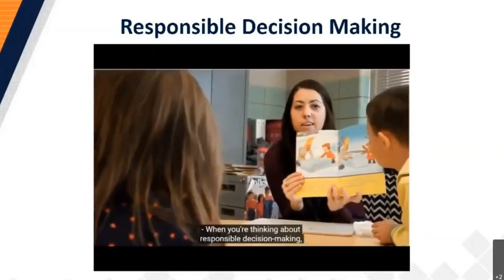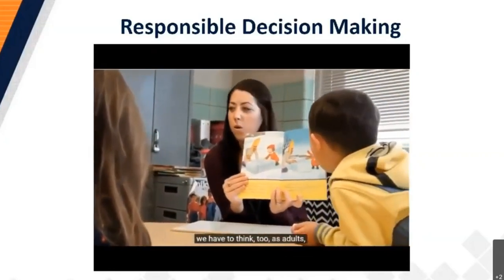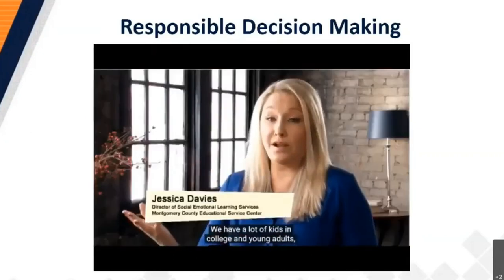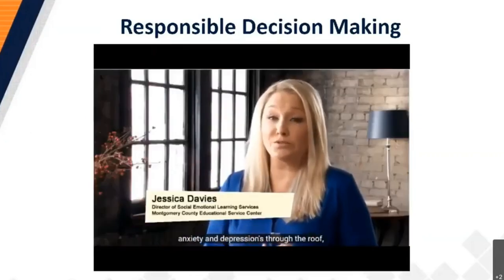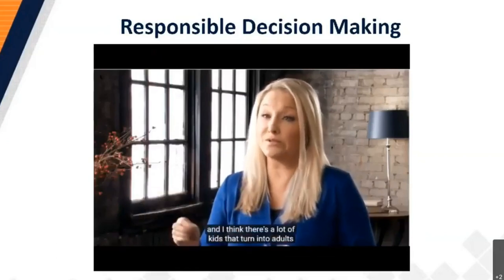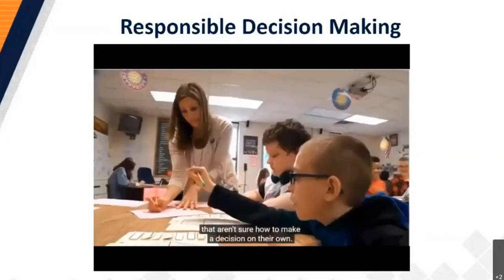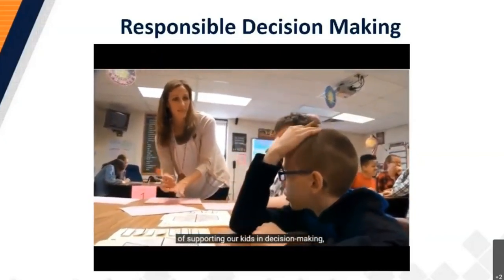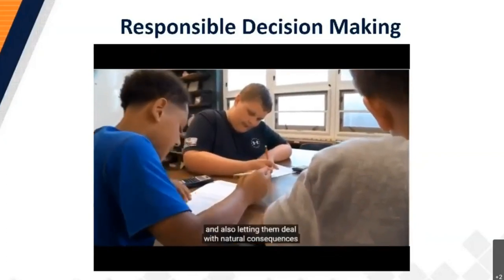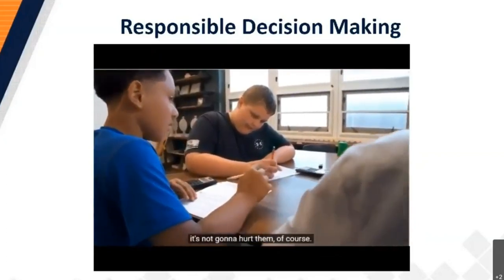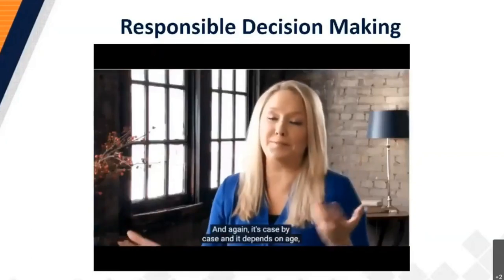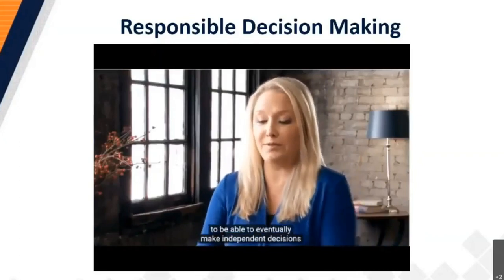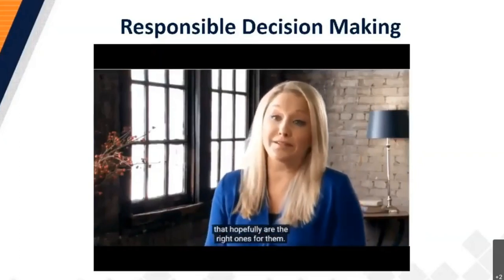When you're thinking about responsible decision making, we have to think too as adults, how much do we help kids make decisions? We have a lot of kids in college and young adults, anxiety and depression's through the roof, and I think there's a lot of kids that turn into adults that aren't sure how to make a decision on their own. So the idea as teachers and parents of supporting our kids in decision making and also letting them deal with natural consequences of their decisions when we know it's not going to hurt them, of course. And again, it's case by case and it depends on age, but it's really important to think about us as scaffolding them, but we want them to be able to eventually make independent decisions that hopefully are the right ones for them.